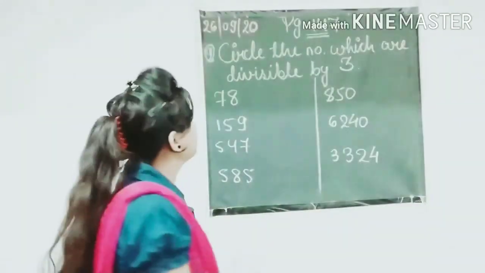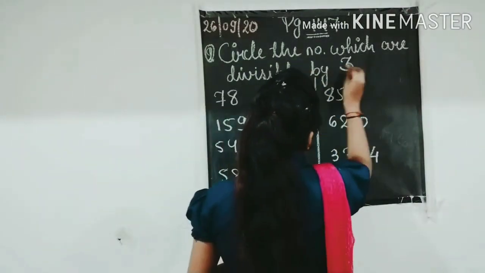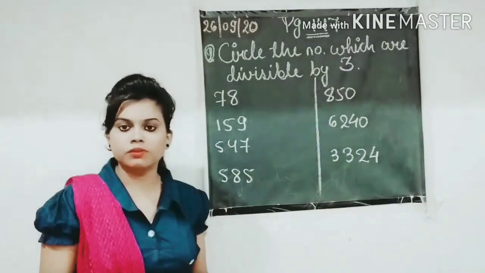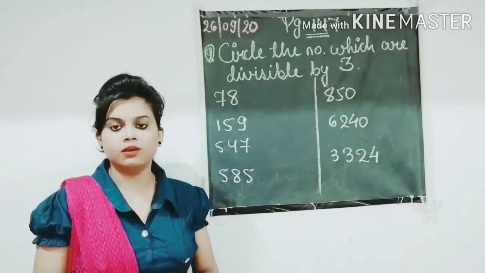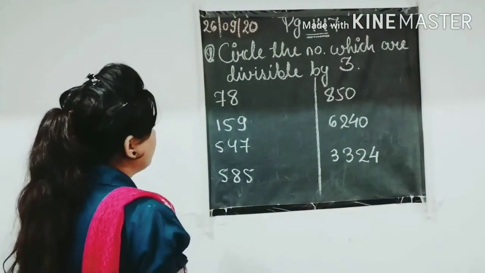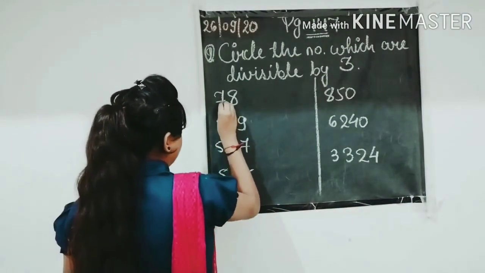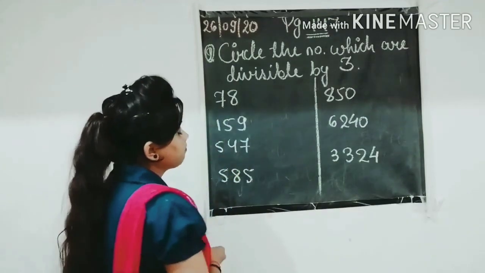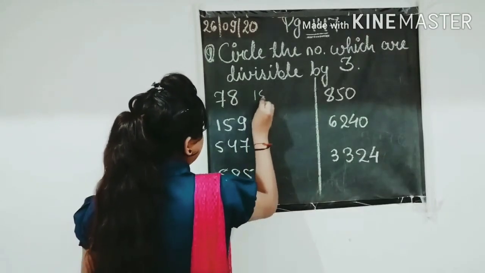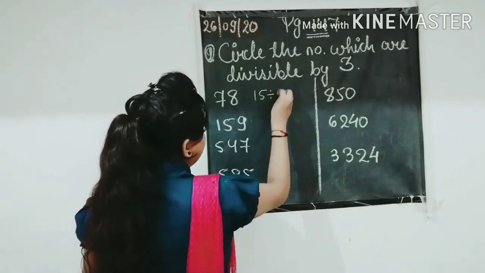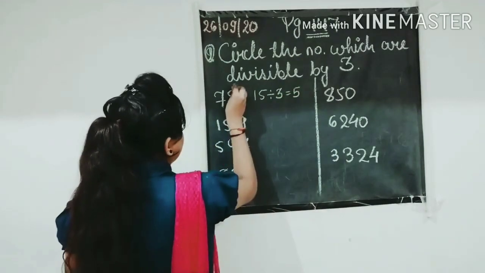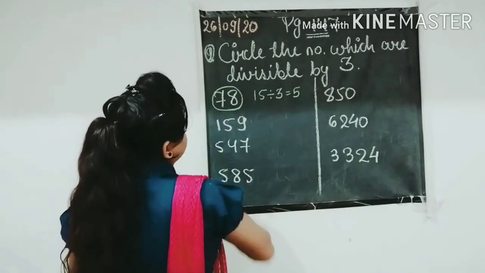Your next question is circle the numbers which are divisible by 3. So the condition for divisibility by 3 is sum of the digits is divisible by 3. Then only we can say the number is divisible by 3. Okay. So what we have to do? We have to add the numbers. 7 plus 8 is 15. Right? And 15 is divisible by 3. 3 5s are 15. So we will circle the number.